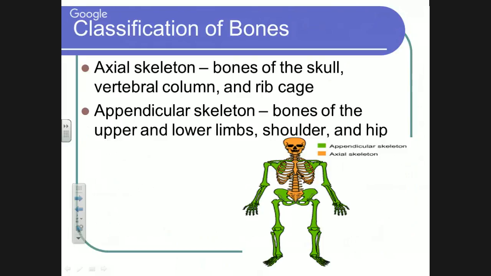There's a big classification of bones into axial and what we call appendicular skeleton. The axial skeleton, if you look in this picture, is the orange bone. It's the bones of the skull, the vertebral column, and the rib cage. Your appendicular skeleton includes the bones of your appendages, therefore the name appendicular. So upper and lower limbs, shoulder, and your hip. You can see down here the pelvic bones are part of your appendicular skeleton.